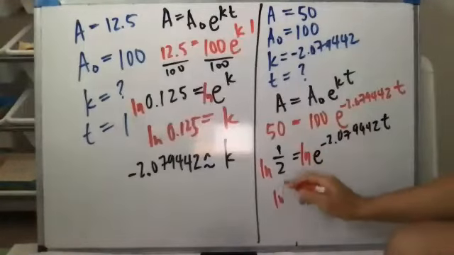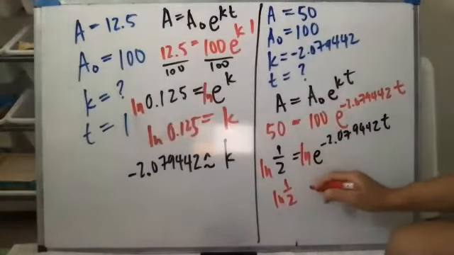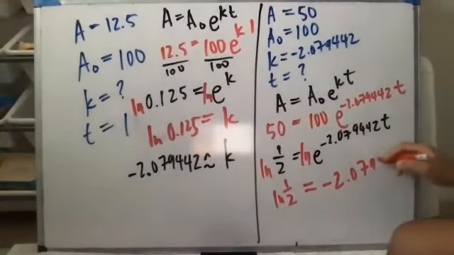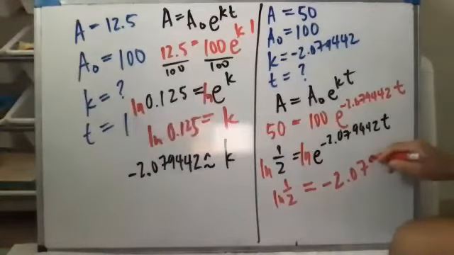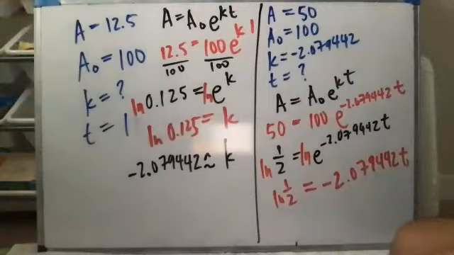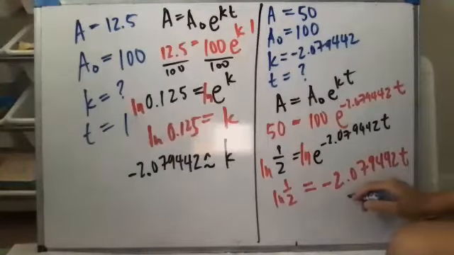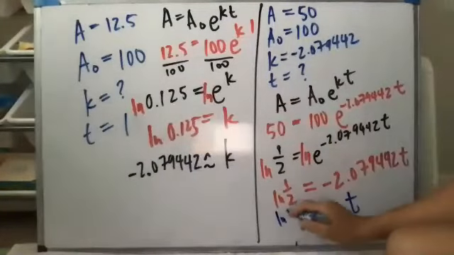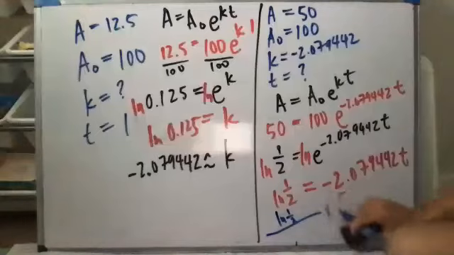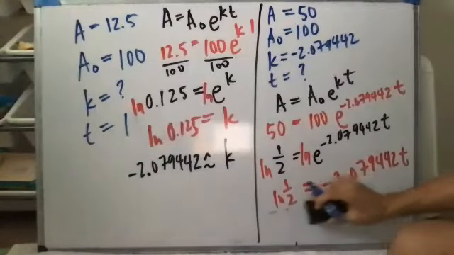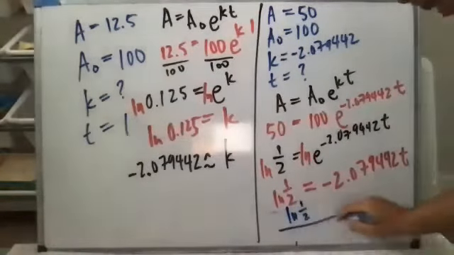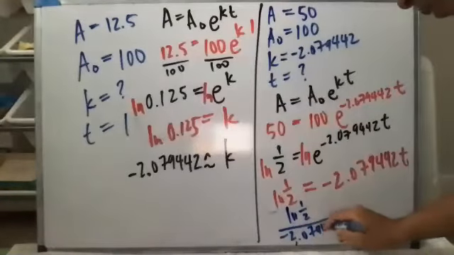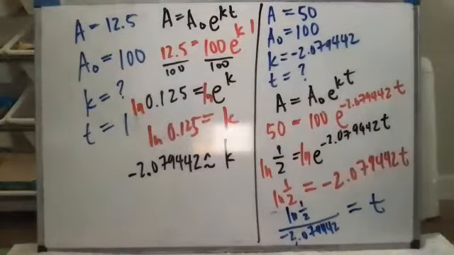And on the left side, it gives me ln of 1/2. And on the right side, it gives me just negative 2.079442t. So I divide both sides by this value, and I get t is equal to ln of 1/2 divided by that thing. Okay, I'm out of space here, so let me write smaller. So ln of 1/2 divided by negative 2.079442 is equal to t. Let me plug this in.